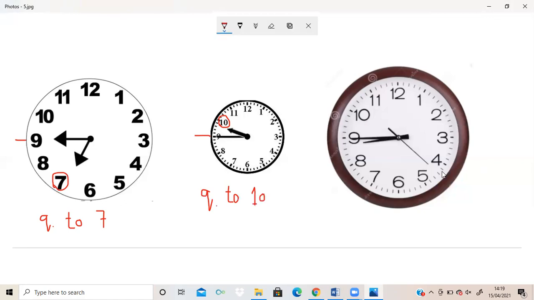Same way, if you look at this clock, the minute hand is pointing on 9, and the hour hand is just before 9. So 9 is the destination. So the time is 8:45. Obviously, when you give the answer in your worksheet, you have to spell quarter. Quarter to 9.